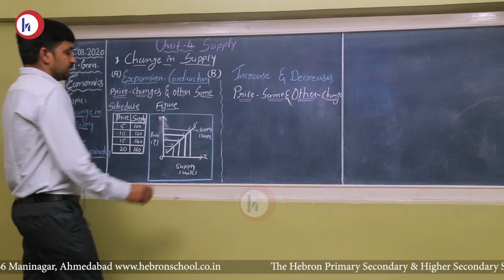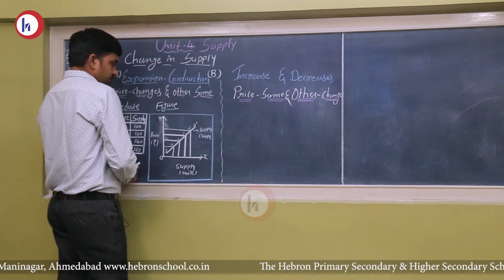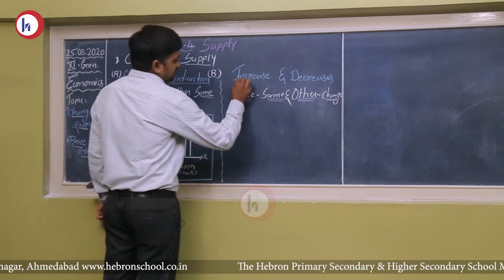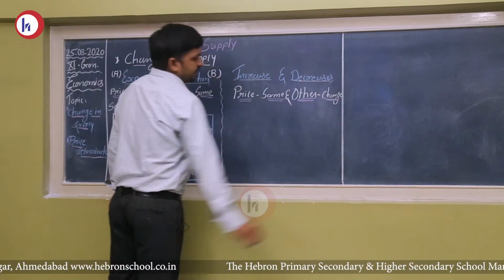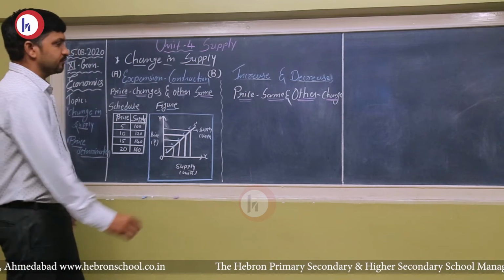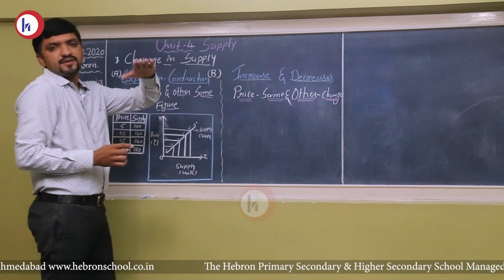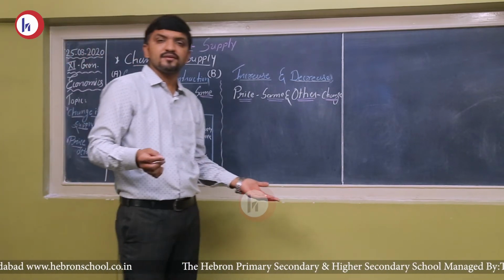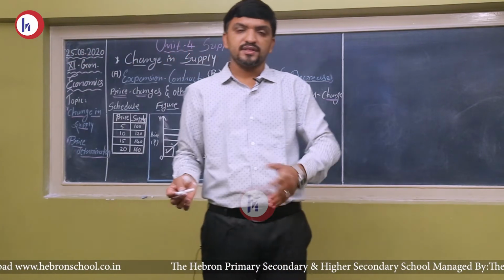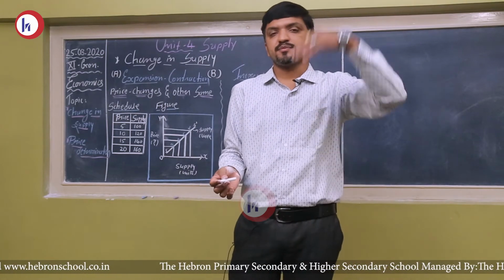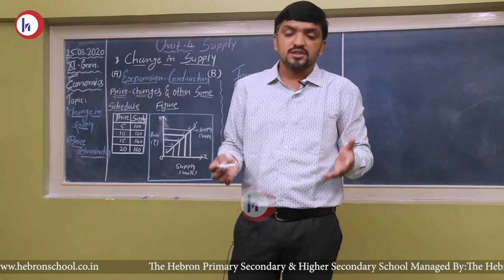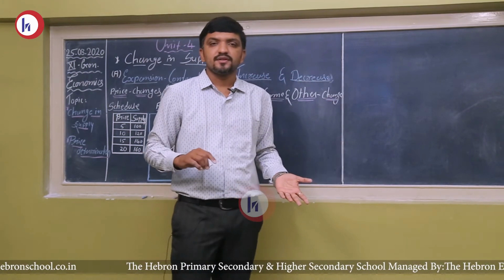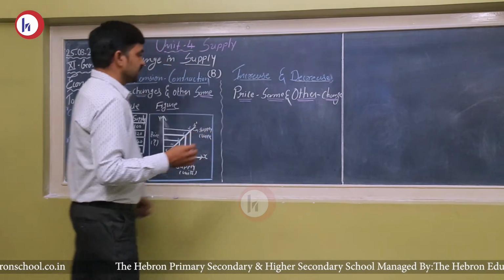Now, the next is increase or decrease in supply. So what is the condition? Here price will remain same and other factors change. Now other factors are many. It can be a level of technology, it can be a level of competition, it can be a taste and preferences, it can be a number of suppliers, it can be a government policy, it can be a political stability. There are many factors.